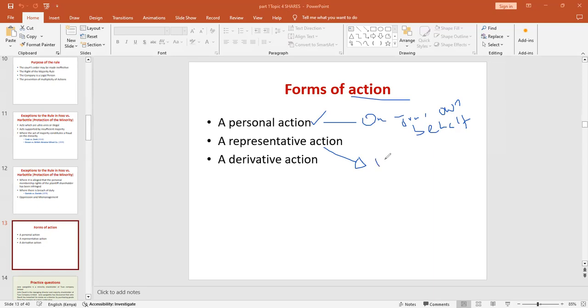Okay, so it's you plus others. And then you have derivative action, where you are suing on behalf of the company. So as much as we said the company should sue on its own, if whatever they are doing is illegal, ultra vires, okay, pretty much all those exceptions we've mentioned, then you can come up with a derivative action. We are suing on behalf of the company.